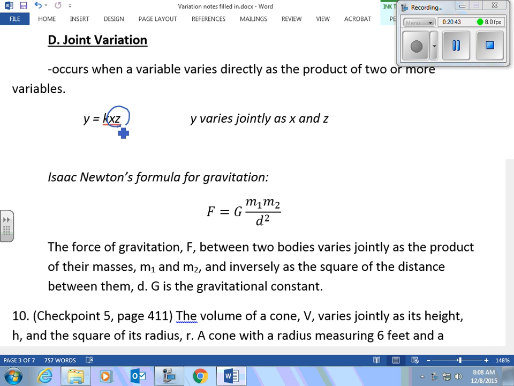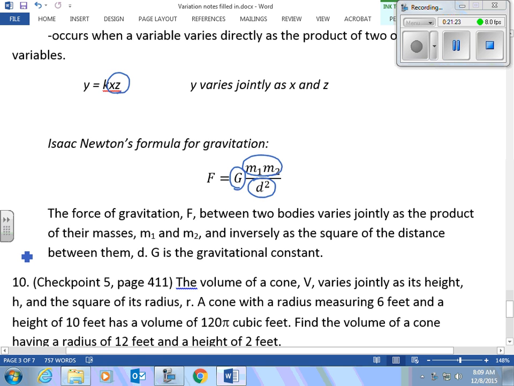And here's an example. Isaac Newton's formula for gravitation is that the force of gravitation between two bodies varies jointly as the product of their masses. So there's the product of their masses in the numerator. That's that joint variation piece. And inversely as the square of the distance between them. So there's a piece of inverse variation because we're dividing. G is the gravitational constant. So the G is like our K, our constant of variation. So that's an example of joint variation that's actually used. Perhaps our physics students could confirm this for us.